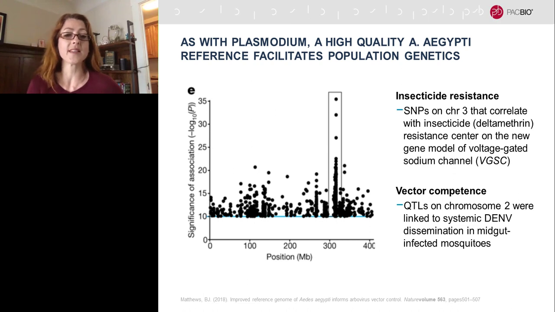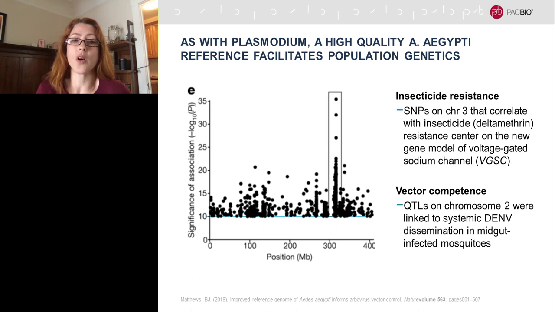So here's one example, which I think is highly interesting. As with Plasmodium, having this high quality reference has facilitated work in population genetics. Not only did they sequence one reference genome, they took all kinds of short-read population data that they had previously, and they used the new reference to leverage that data to identify sites in the genome that were under high selective pressure.